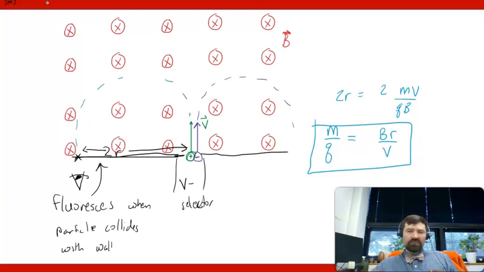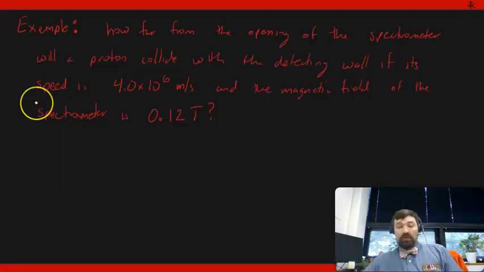And this lets us measure the relative mass and charge of a given particle. So that's a cool application of magnetic field. As an example, let's say that we happen to have a proton. Maybe we have a hydrogen atom that we've stripped the electron off of, for example.